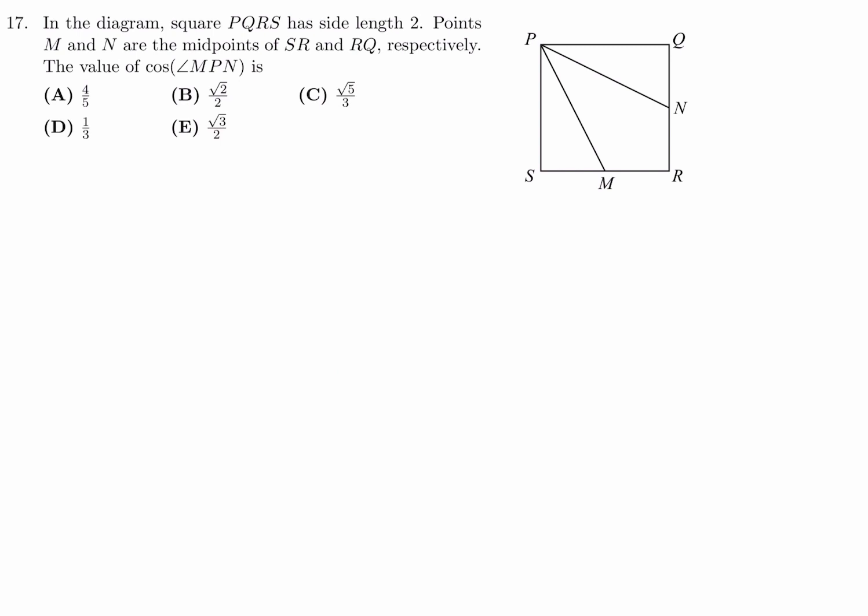In the diagram, square PQRS has side length 2. Points M and N are the midpoints of SR and RQ respectively. What is cos of MPN? Well, on the Canadian exams, you're allowed to use a calculator.